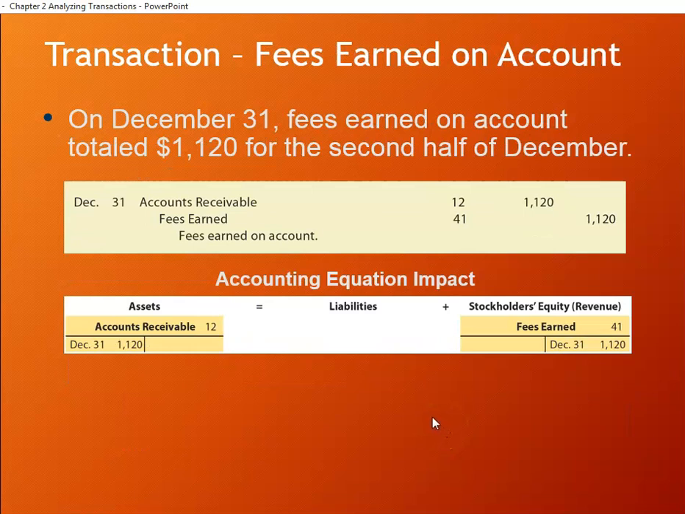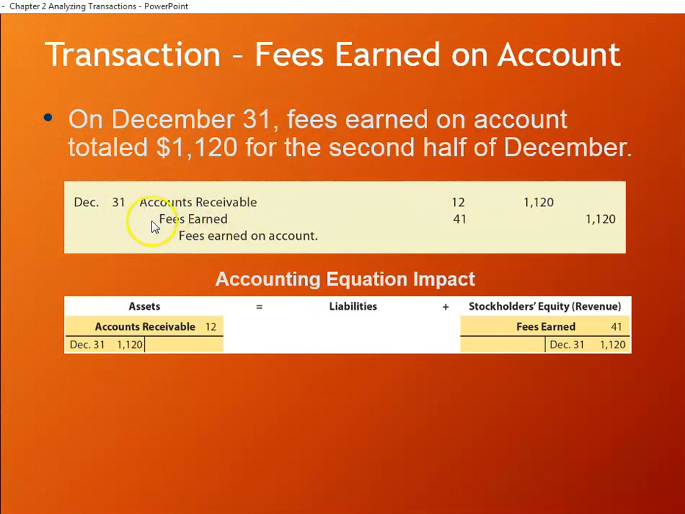And let's see what we have here. On December the 31st, fees earned on account totaled $1,120 for the second half of December. So we're just increasing our accounts receivable. We had some transactions that occurred in the first half of the month that were for $1,750. Now we've said, okay, from December the 16th through the 31st, we had $1,120 in services that we provided, but we don't have the money yet. So we increase accounts receivable, an asset account, with a debit for $1,120.